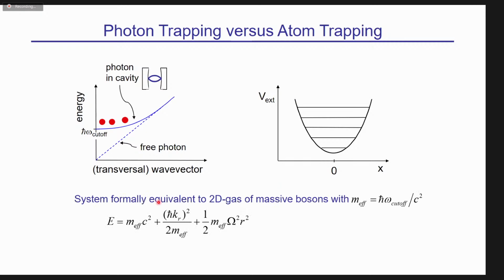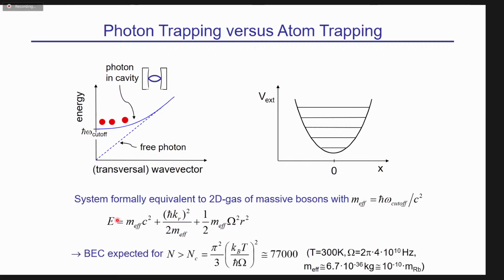And with that, the system becomes formally equivalent to a two-dimensional gas of massive photons with such an effective mass, one can show quite easily. And for such a system, it's known that BEC exists if you put more particles than a critical particle number, which is pi squared divided by 3 times kBT over h bar omega, where omega is the vibrational frequency, squared. And if you put in numbers at room temperature, you arrive at 77,000, which is a reasonable number. So you don't have to cool to the nanokelvin regime.